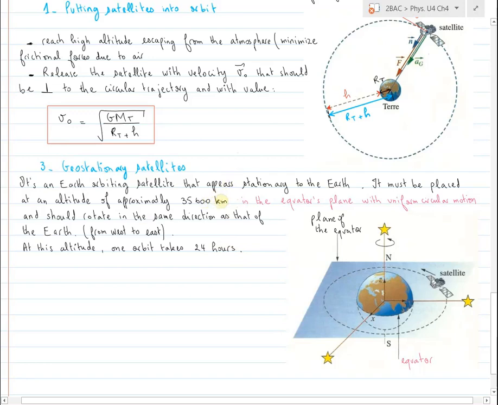So these are the requirements for a satellite to be geostationary. First, it should be at this altitude, in the equator's plane, and with uniform circular motion. And it should be going in the same direction as that of the Earth, from west to east.